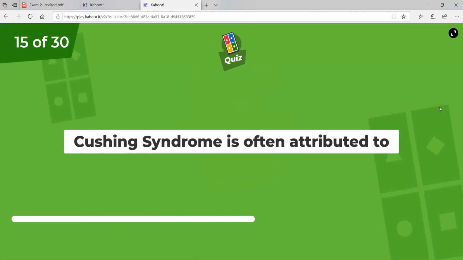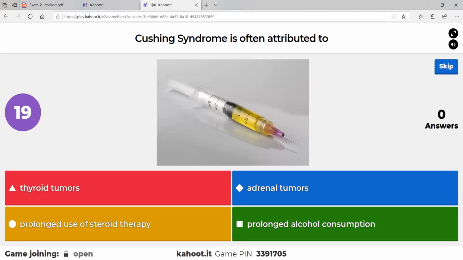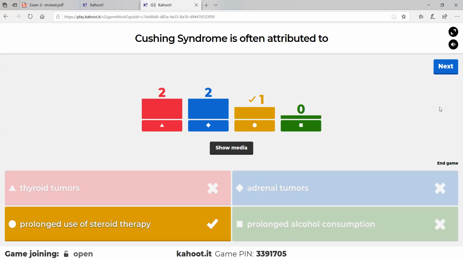All right, Cushing's syndrome is often attributed to what? So remember, if you take steroids for, like, say your, I don't know, COPD or something, and you take them on a regular basis for a long period of time, you could make yourself get Cushing's. So prolonged use of steroid therapy.